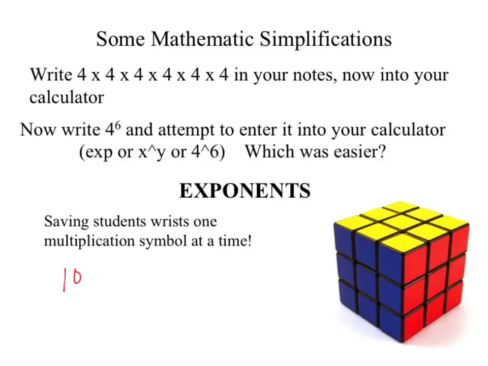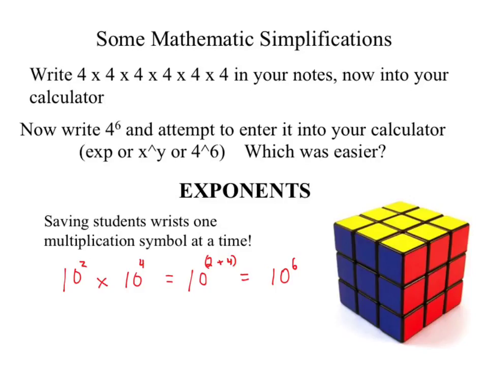Let's do 10 squared times 10 to the 4th. What does that equal? Okay. So what we can do is simplify this to saying 10 to the 2 plus 4, which gives us 10 to the 6. Nice little shorthand shortcut for that.